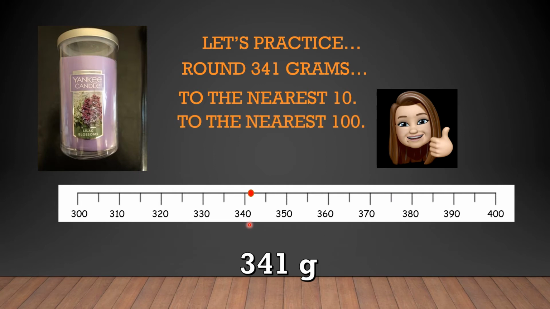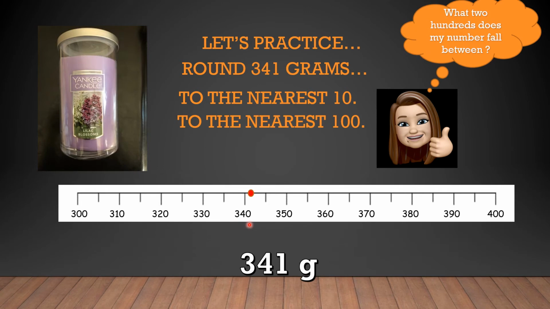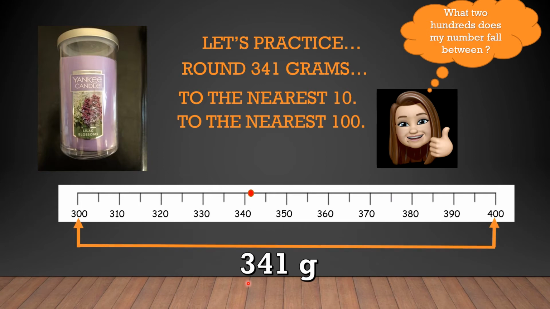Now let's think about rounding to the nearest 100. We need to think about what two hundreds my number falls between. So again, using 341, we look at the hundreds place. We see a 300, and we know that the next 100 is 400. So the two hundreds that the number falls between are 300 and 400.